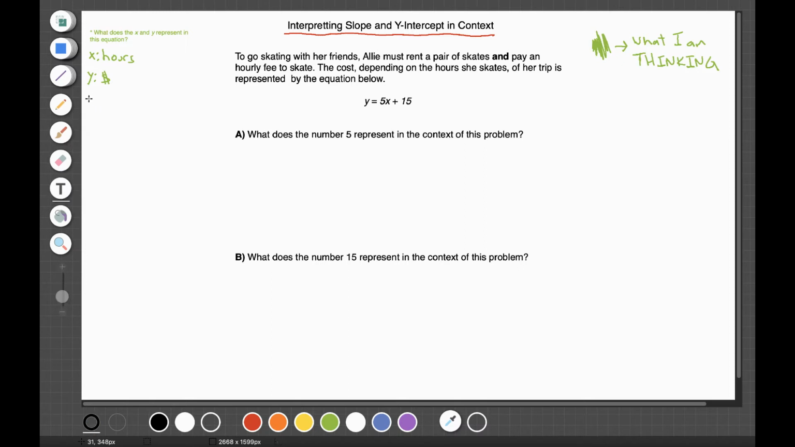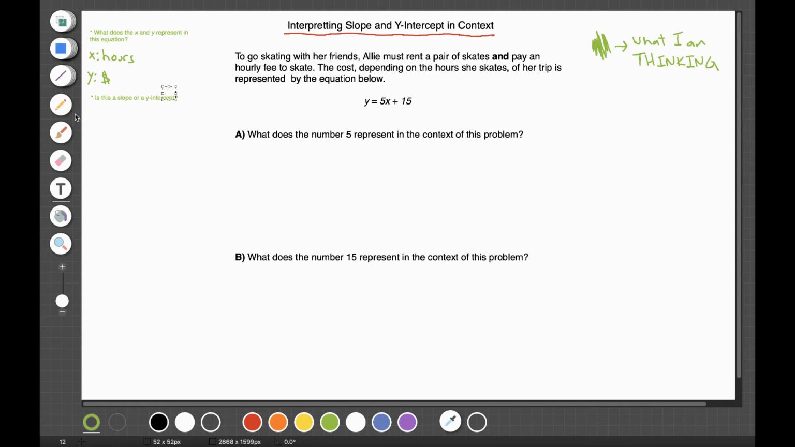The second thing you need to think for each of these is: is this a slope or a y-intercept? Okay, that's the second thing you need to think for each of these. Is it a slope or a y-intercept? So let's look at letter A.